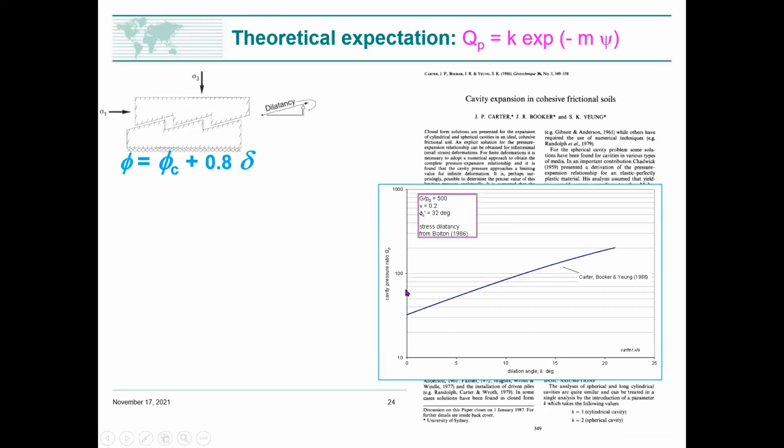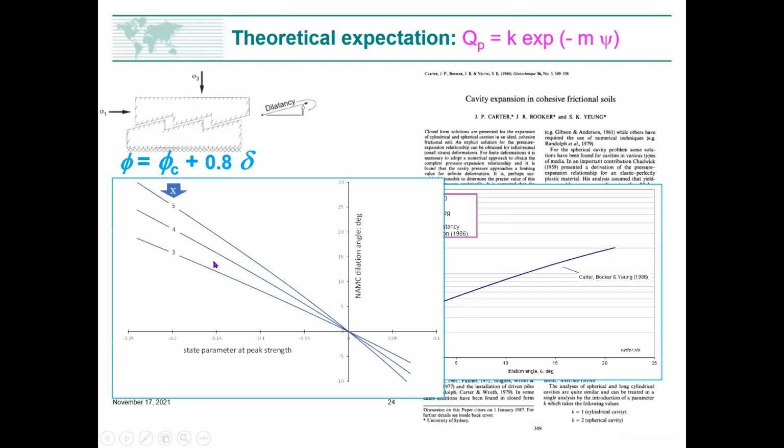And what we can do, we can take their solution, say, okay, if I look at the cavity pressure and I look at dilation angle, I get this behavior here. Not quite a straight line, but very close to it. Now, there's also a theoretical relationship between, and this, by the way, is a non-associated Mohr-Coulomb model, there is a theoretical relationship between dilation angle here and the state parameter. And it depends on this property chi, so we get a slightly different value for chi of 5, 4, or 3, but it's a one-to-one mapping.